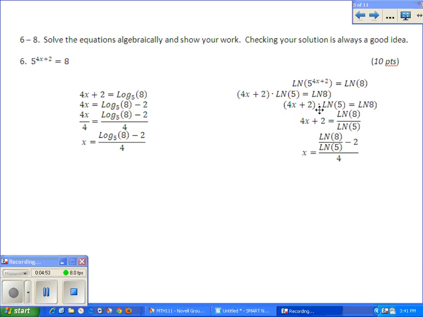And then since this is multiplication, I can get rid of the natural log of 5 by division, leaving the 4x plus 2, and then again subtract the 2, divide the result by 4, and I've got my x solved for.